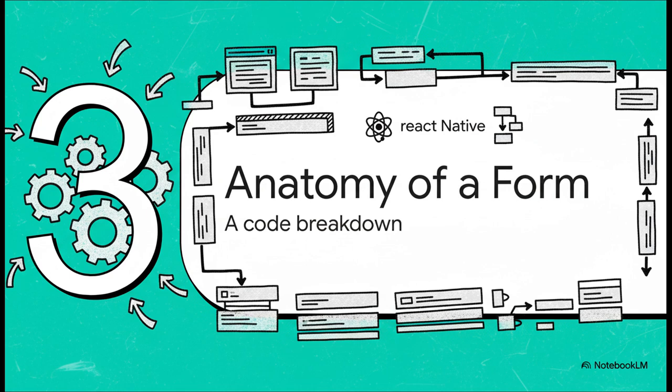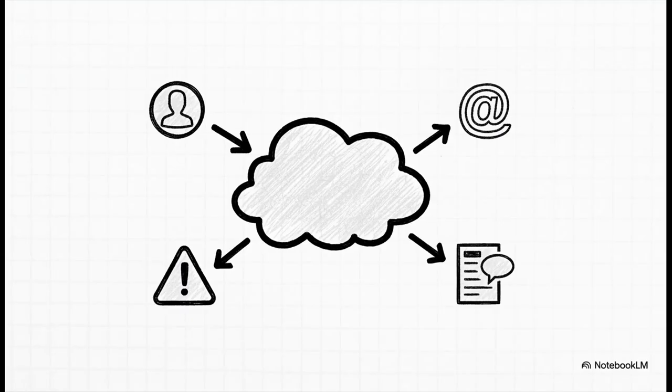Okay, enough theory. Let's get our hands dirty and look at the actual code that makes all this happen. We're going to dissect this form line by line. And it all begins with state. Using the useState hook, we're basically setting up little boxes to hold our information. We've got one for the name, one for the email, and, this is super important, an object to keep track of any validation errors. This state is the brain of our entire form.